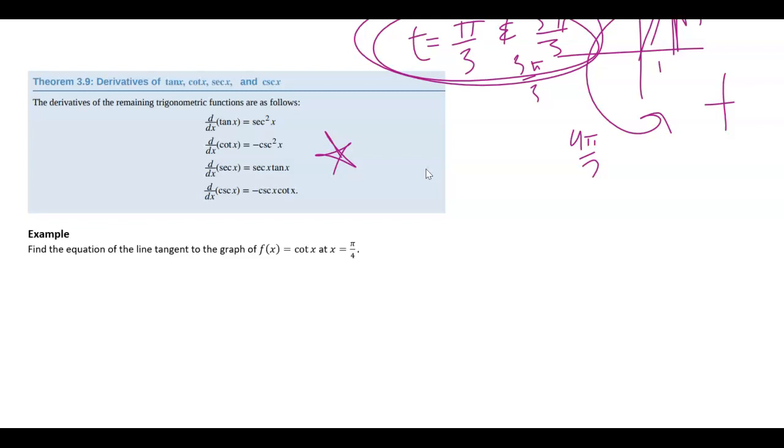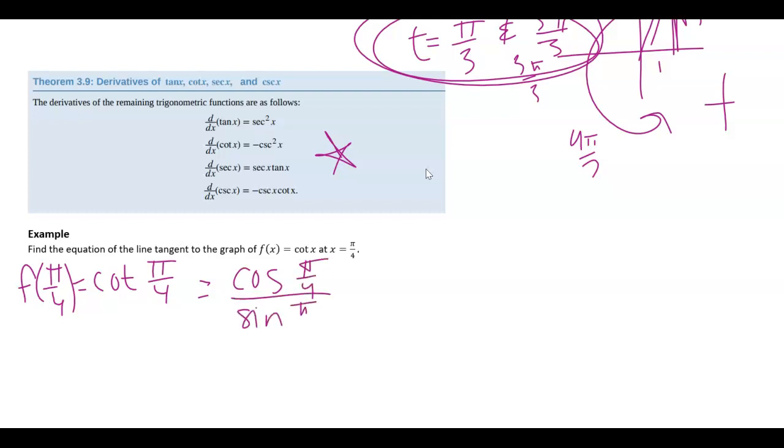So let's find the equation of the tangent line to the graph of cotangent at pi over 4. Well, let's think about what is the cotangent of pi over 4 first, right? Like if I need to find f of pi over 4. Okay, well, we can think about this a couple different ways. You can think about it as the cosine of pi over 4 over the sine of pi over 4. Or we can go into our unit circle and know pi over 4 is here, 1 over root 2.